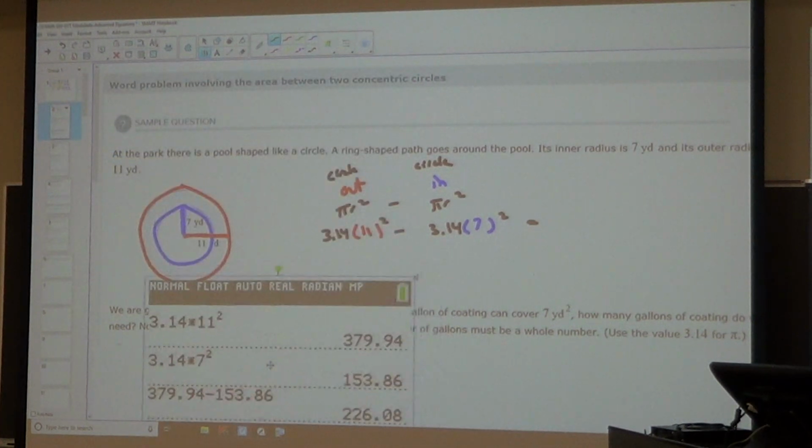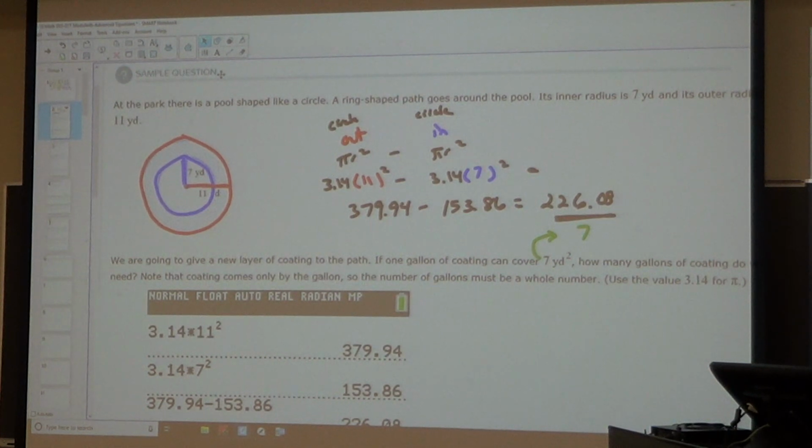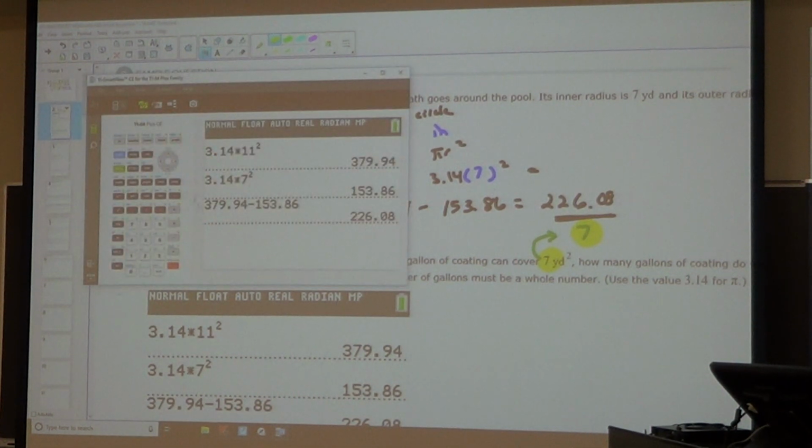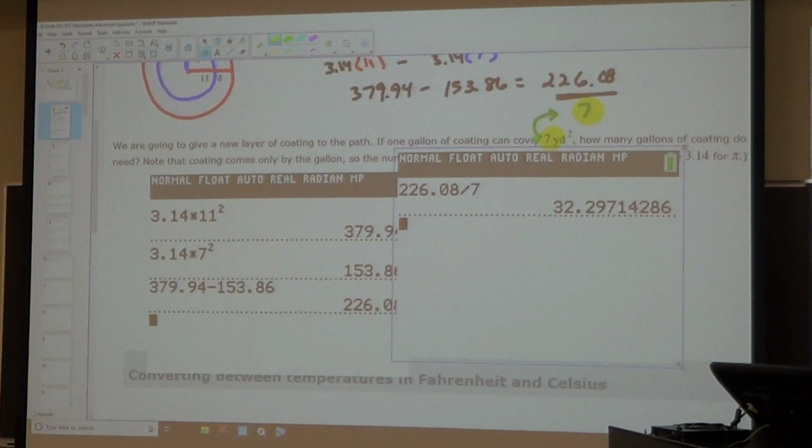226.08 minus 153.86 equals 72.22. Then we divide by the number in the paragraph. So whatever number is in your paragraph, that is what you're dividing by. In this problem, the number in our paragraph happens to be 7. So we are going to divide 72.22 by 7. Now, here is the step that screws y'all up.